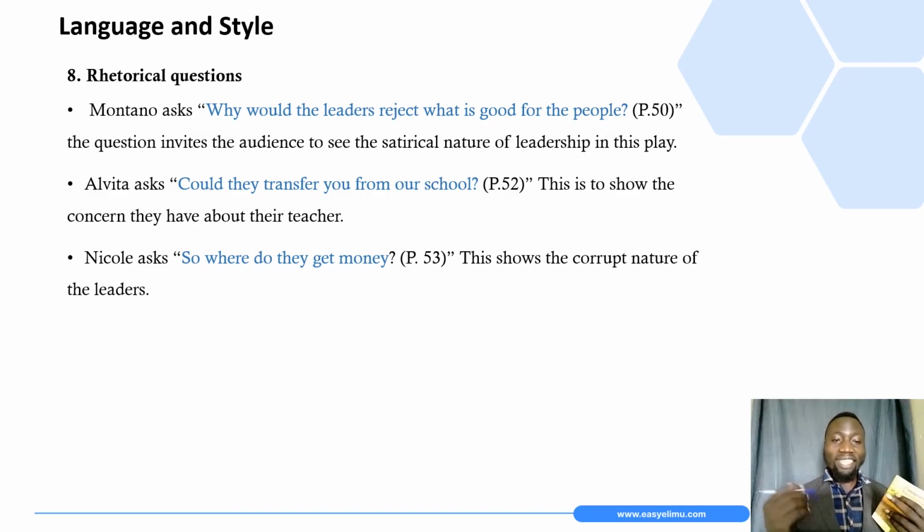But the fact that it is emphasizing or inviting the audience to see the satirical nature of leadership, especially in Maracas community, makes it a what? A rhetorical question. Then Alvita also asked, could they transfer you from our school? So this is to show the concern and the love that they have for their teacher. Lastly, Nicole asks, where do they get the money? So that is where the leaders get the money that they use to flaunt their rich lifestyle from.